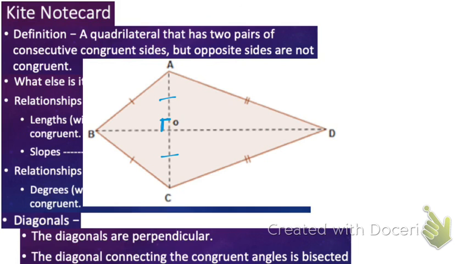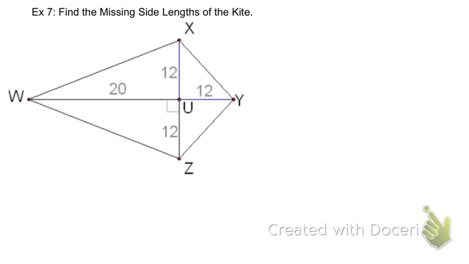All right, continue on to our next example. Find the missing side lengths of this kite. That's a lot of different lengths. Most of them are the same. Right here we know the diagonals, don't we? 20 and 12, this whole thing's 32. 12 and 12, this whole thing's 24.